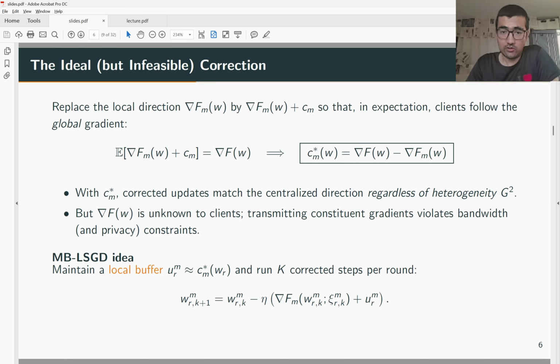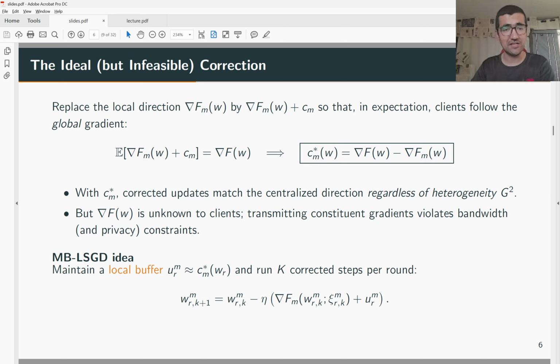The ideal correction is the global gradient minus the local gradient. If every client had this, the local updates would match the centralized direction in expectation, no matter how heterogeneous the data is. Heterogeneity would simply stop mattering. The problem, of course, is that no client knows the global gradient, and transmitting everyone's gradients to compute it would blow up exactly the bandwidth and privacy budget we are trying to protect.